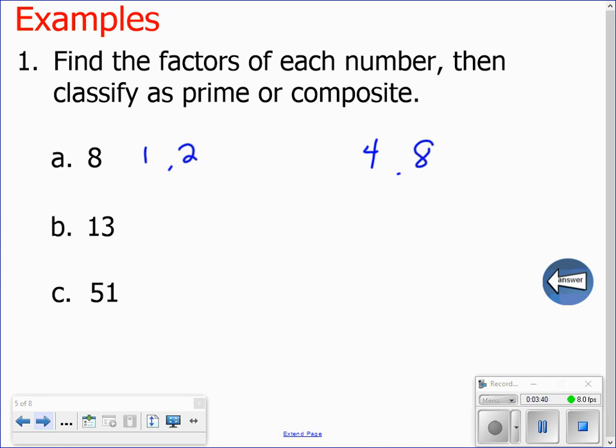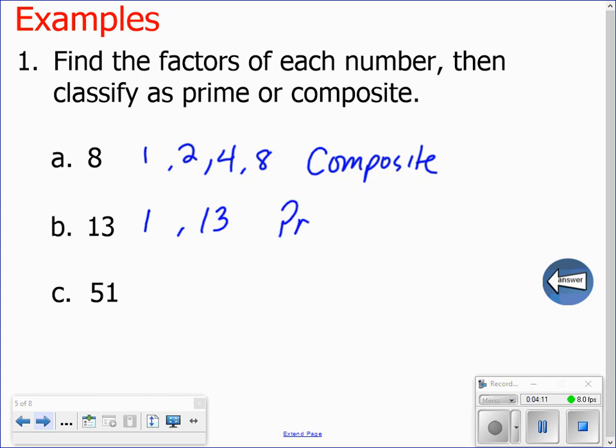And so because my factors are 1, 2, 4, and 8, and I have 4 of them, that tells me that this number is composite. So we have a composite number. When we look at the factors of 13, factors of 13 are 1 and 13. 2 doesn't go into 13, 3 doesn't go into 13. The only factors of 13 are 1 and 13. And so we would call 13 a prime number because it only has two factors, 1 and itself.